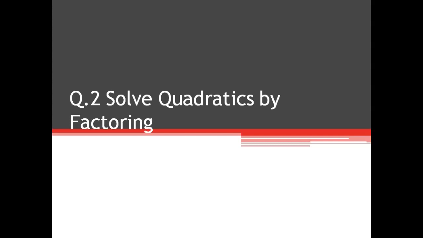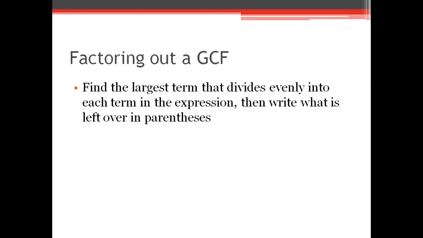We're going to continue our study in quadratics today by talking about solving by factoring. So the first type of factoring that we're going to go over is factoring out a GCF. When you're factoring out a GCF, you're going to find the largest term that divides evenly into each term in the expression, and then write what is left over in parentheses. Then you're going to set each factor equal to 0 and solve for x.